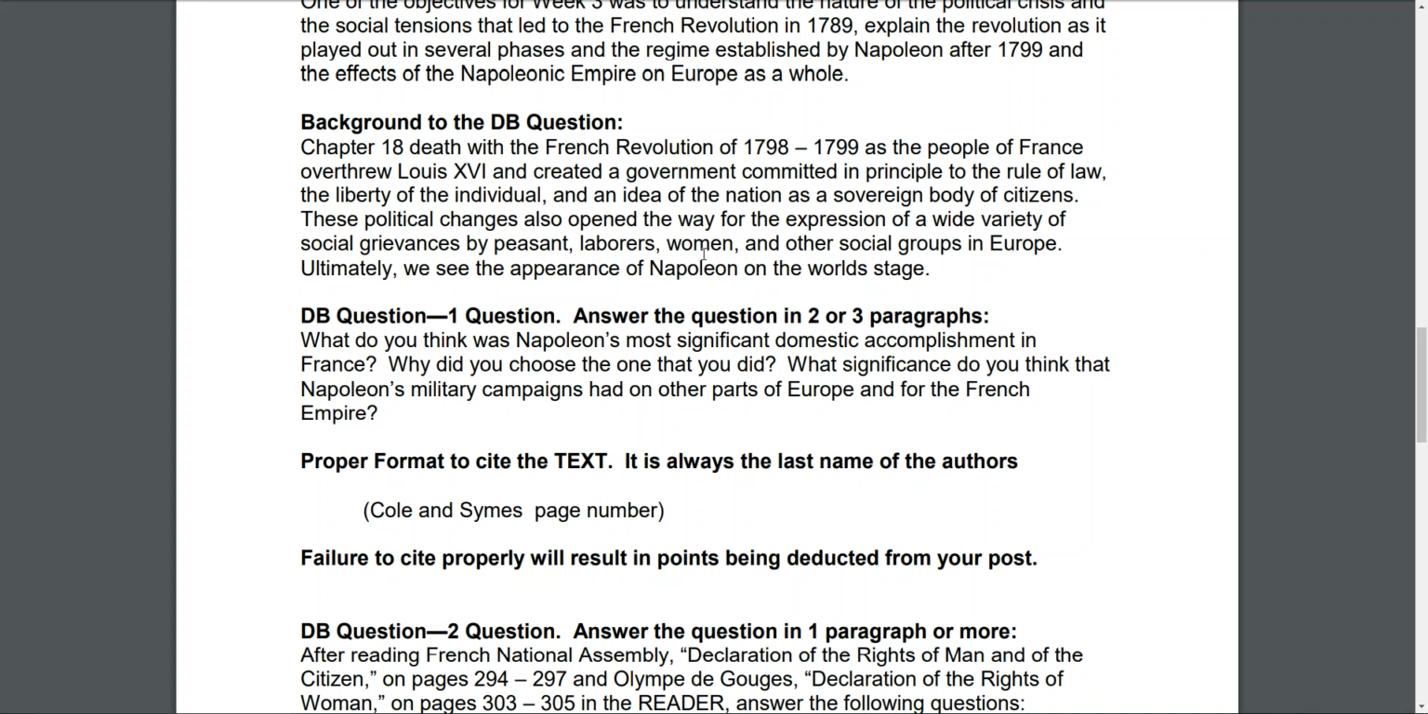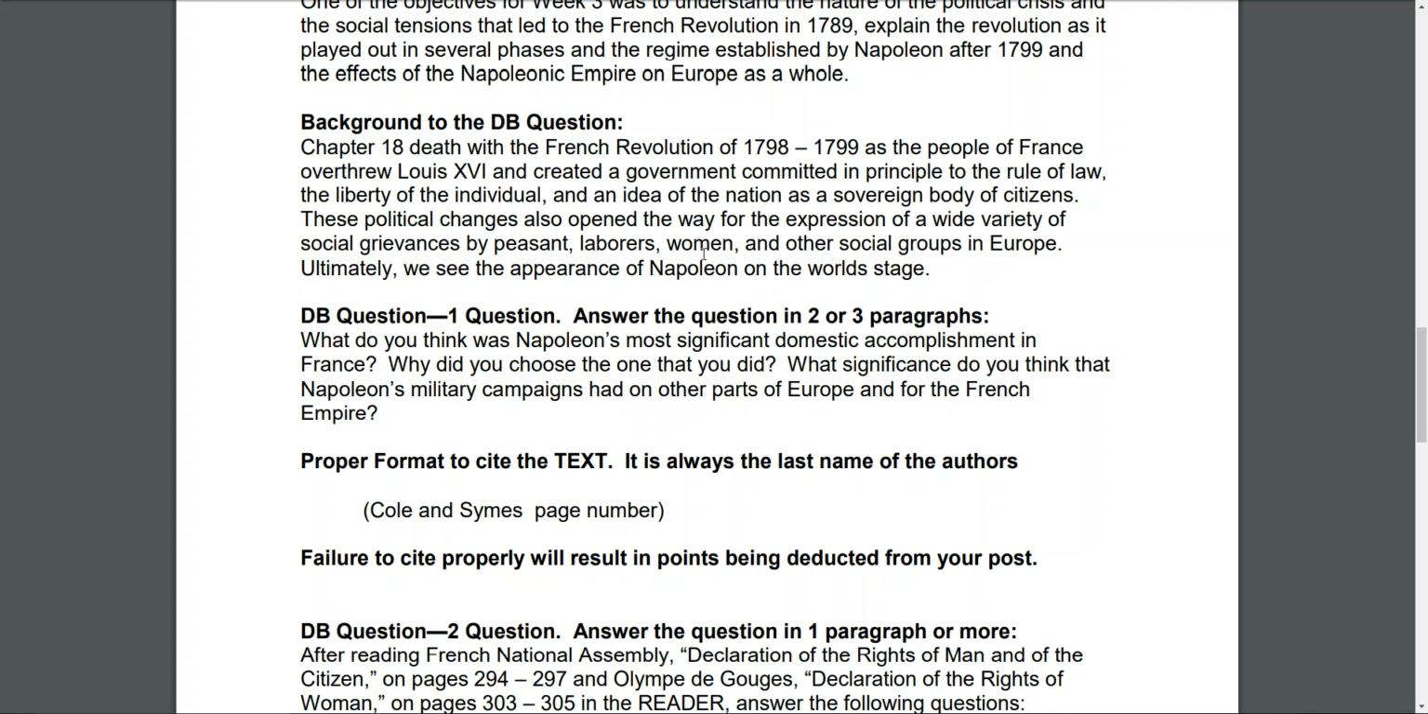And then I want you to think about the significance that Napoleon's military campaigns had on other parts of Europe. And again, think about not just the idea of the military itself, but in terms of what happens after the military comes in and conquers an area. So it's more than just the military campaign itself, but also in terms of what the military does after you conquer a particular country.